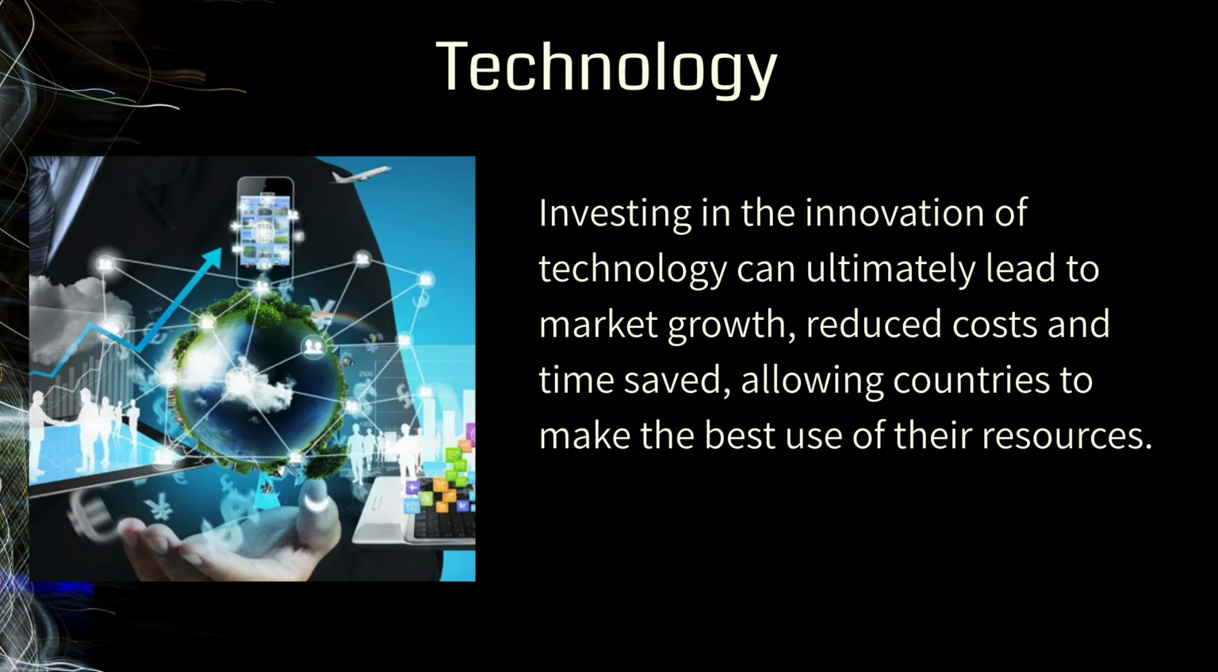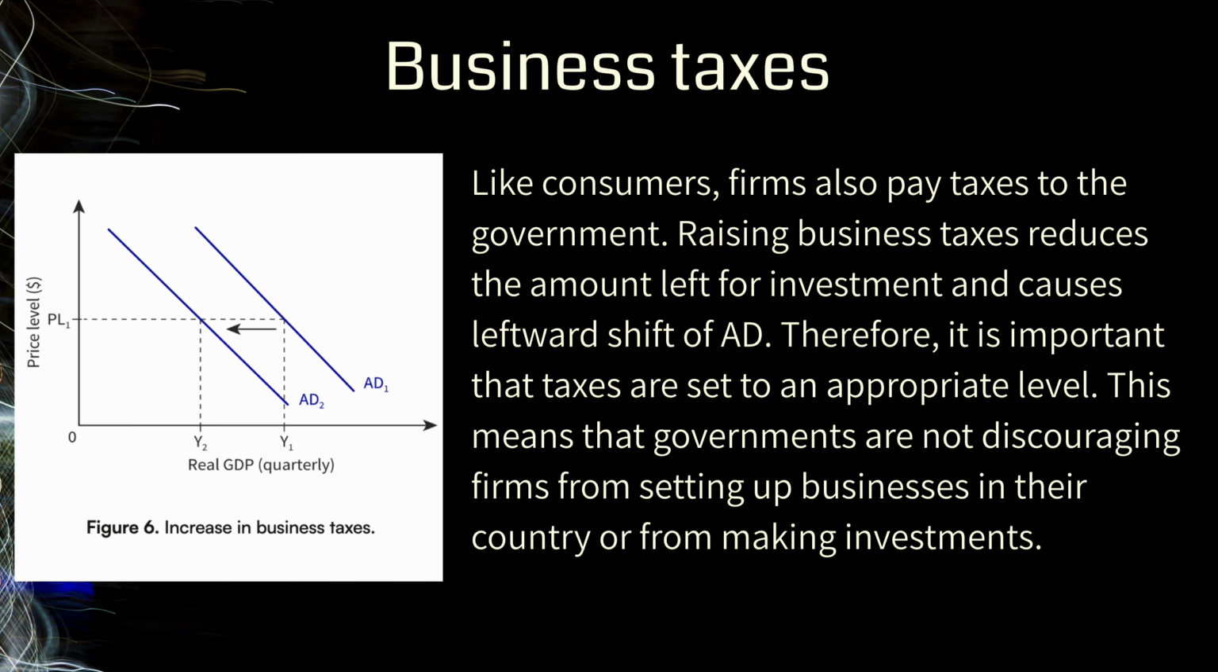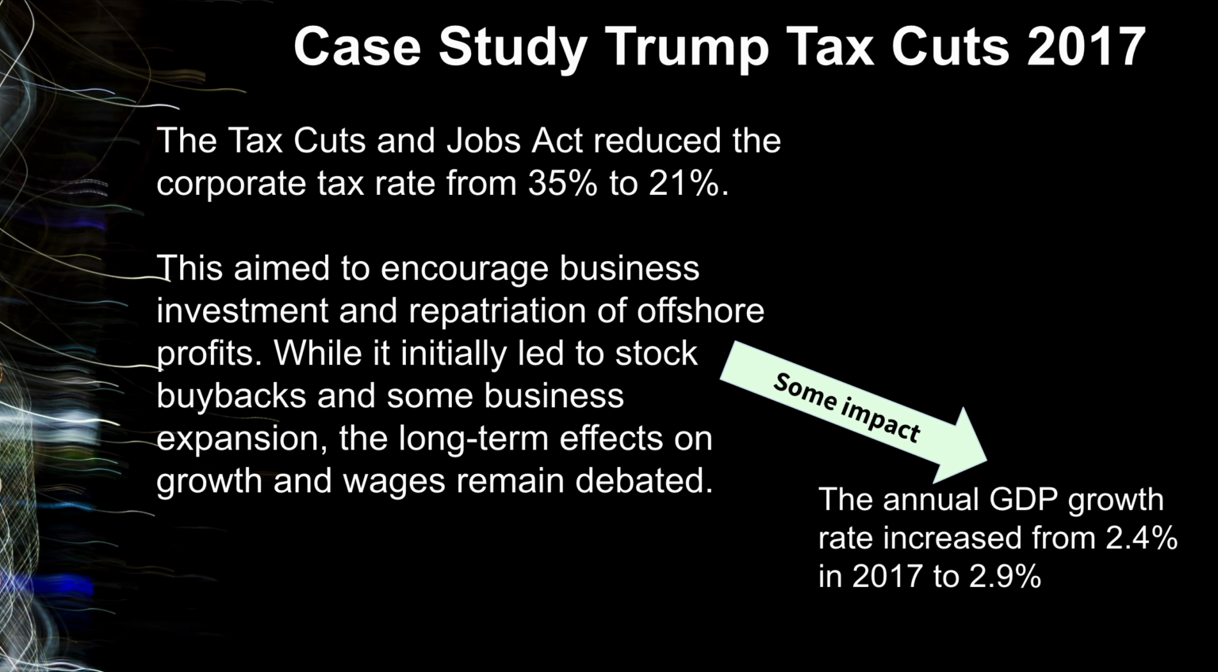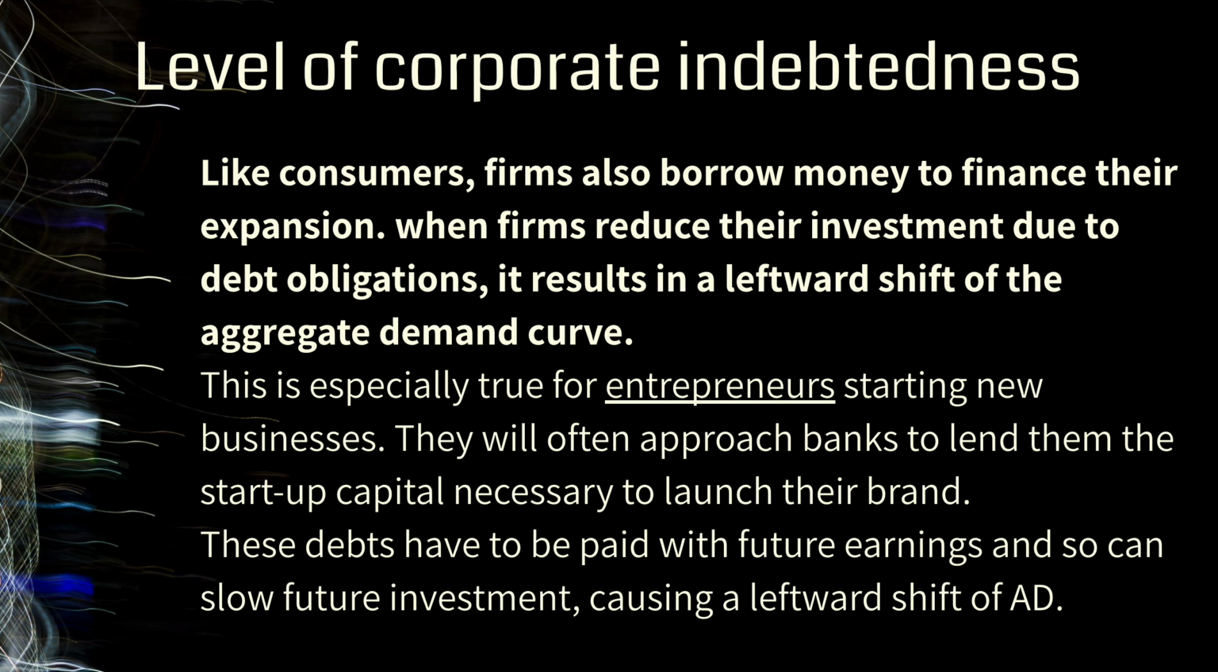Technology, when there's innovation that helps companies grow, that's going to reduce costs and it's going to help businesses' aggregate demand shift to the right. Business taxes, so again, very similar to consumers. Businesses also get taxed, like corporate tax. When corporate tax is low, they're going to spend more money. When corporate tax is high, they're spending less money. A good example is in 2017, Trump had tax cuts for corporations that helped corporations spend more. So the I went up.